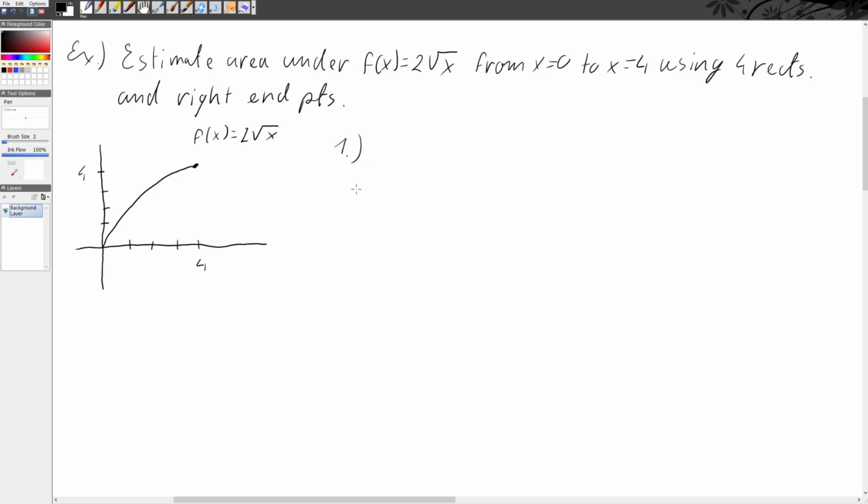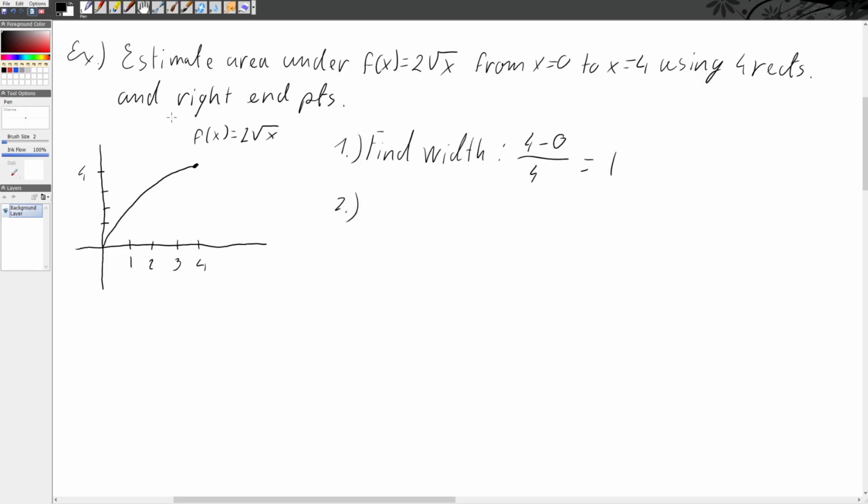Again, we follow our methods. First, we want to find out what the width of each rectangle is. The width is going to be 4 minus 0 divided by 4, which is just going to be 1. So each one of these is going to be our rectangles. And where are these endpoints? Well, we start at 0, we go with 1. From 1, we add another 1, 2, add another 1, 3, add another 1, 4.